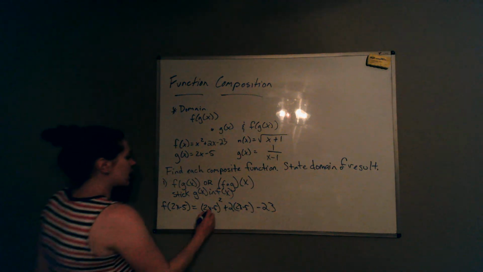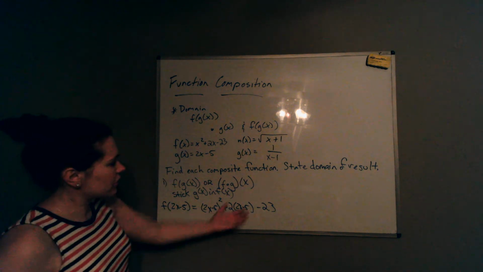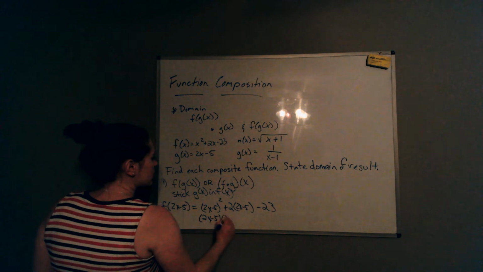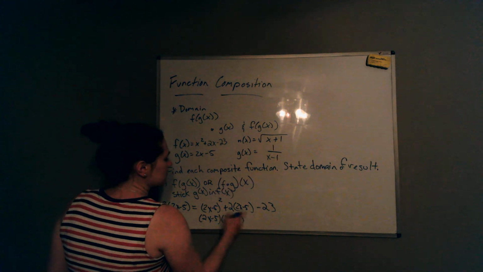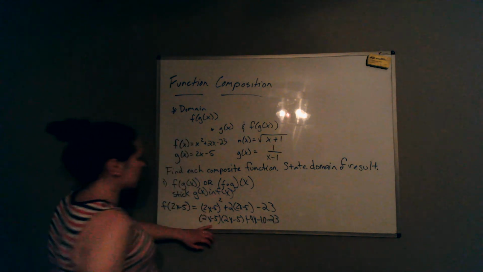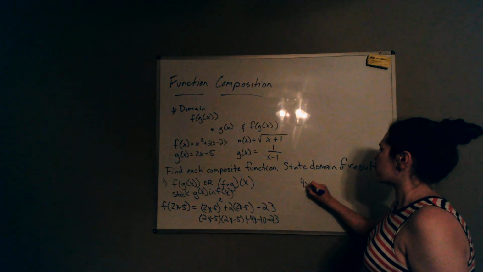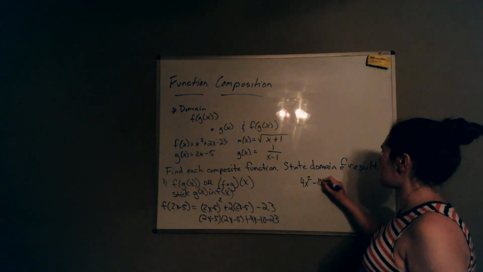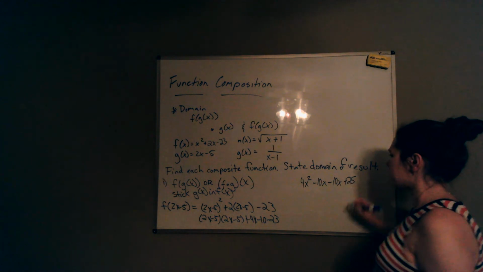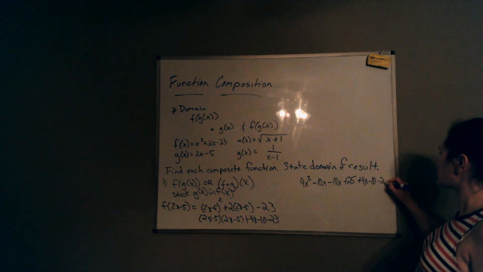Now I just need to simplify this expression. So I have to expand this. This is going to be 2x minus 5 times 2x minus 5. This is going to be plus 4x minus 10 minus 23. Now I have to do 2x minus 5 times 2x minus 5. That's going to give me 4x squared minus 10x plus 25. And then I still have plus 4x minus 10 minus 23.